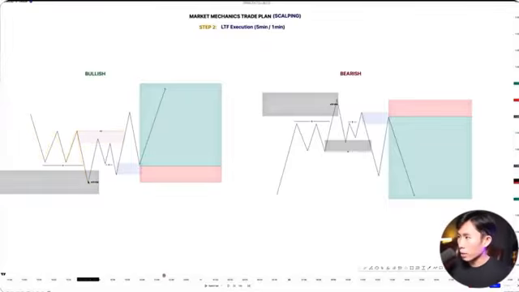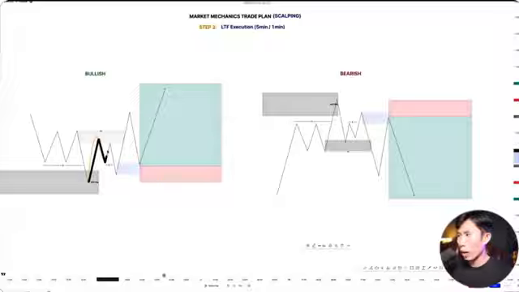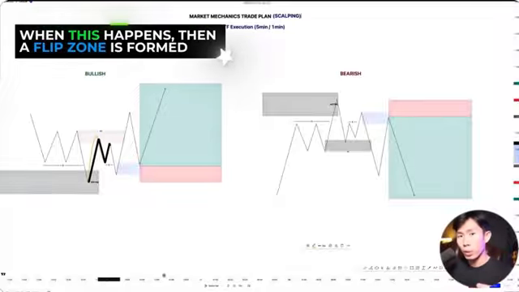And the next thing you know, price comes up to react to this supply zone. So if this supply zone were to do its job, price will continue going down even further, right, taking out this low. But in this case, we got a failed reaction, where price reacted from this supply zone, but it failed to take out this low right here, and it just went up just like this. When this happens, we know that a flip zone is formed.